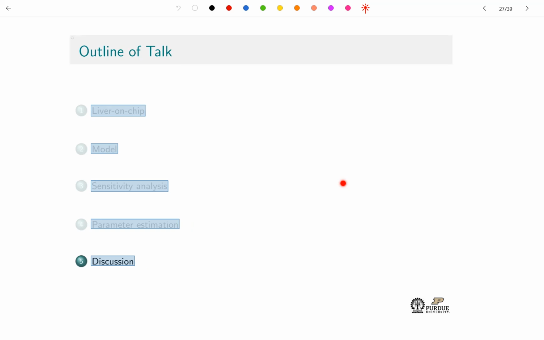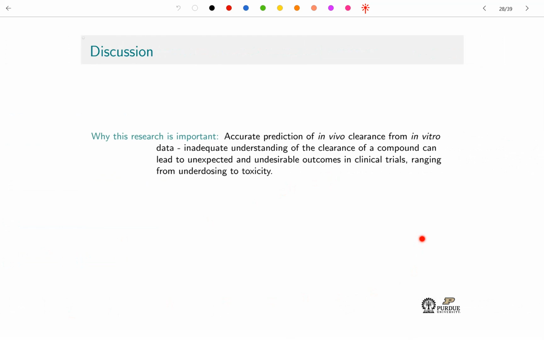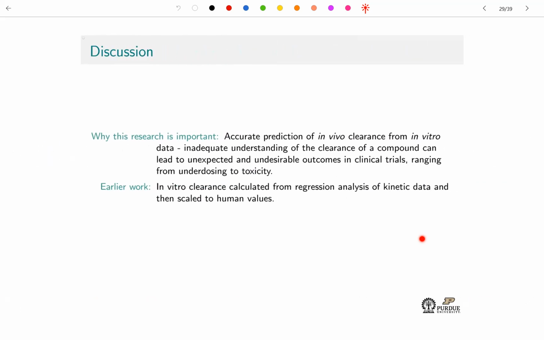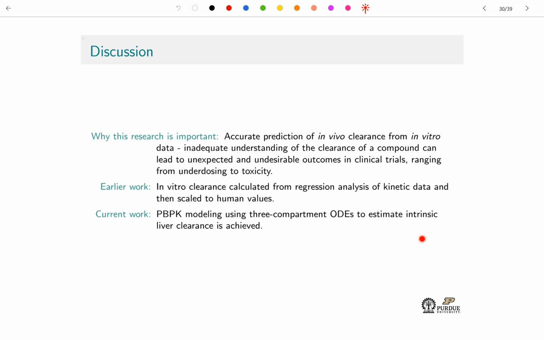Now moving on to the discussion. So why is this research important? We need accurate prediction of the in vivo clearance from the in vitro data, because if the understanding is not correct, then this can lead to unwanted clinical trials, and it may lead to underdosing and toxicity, etc. Earlier work, as we saw, was based on regression, and they just had one parameter and one ODE to analyze the kinetic data. What we did is a PBPK modeling using 3 compartment ODEs to estimate intrinsic liver clearance.